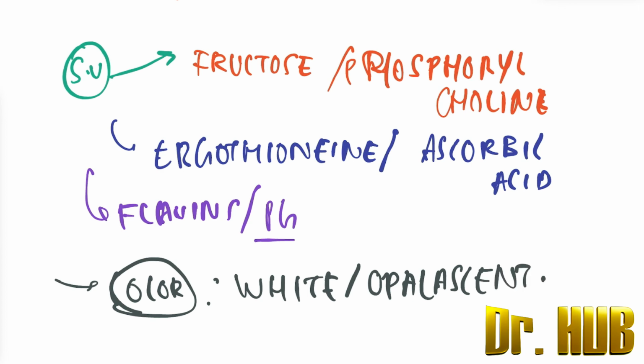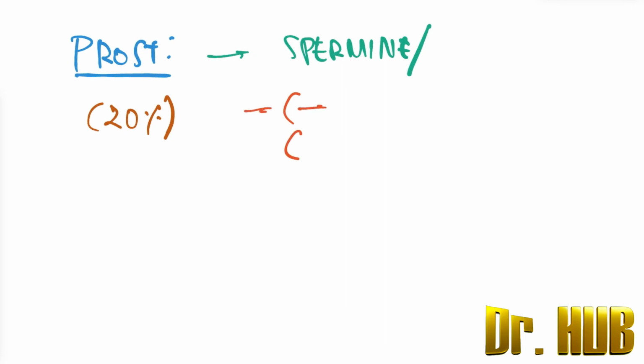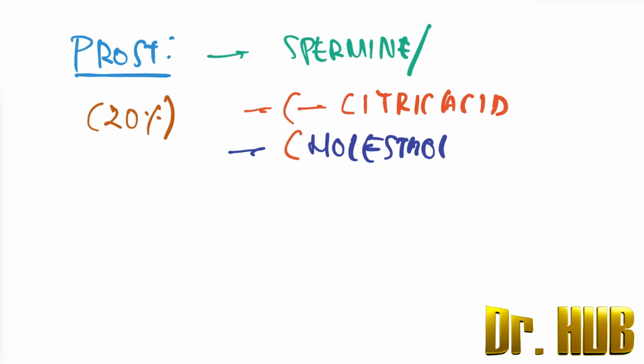Now getting back to the components, we are looking at the components of the prostate. The prostate amounts to about 20% of the volume. And what does it contain? The prostate contains spermine. Then there are 2 C's which are present. One C is for citric acid. Another C is for cholesterol, and the phospholipids, which we are writing as PL.